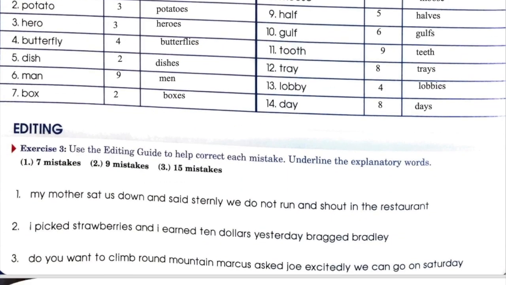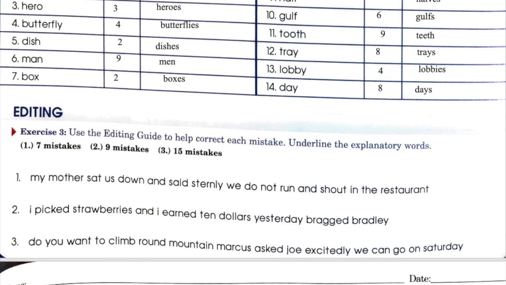Let's go to editing. Exercise 3. Use the editing guide to help correct each mistake. Underline the explanatory words. Number 1, my mother sat us down and said sternly, "We do not run and shout in the restaurant." Start by underlining your explanatory words.